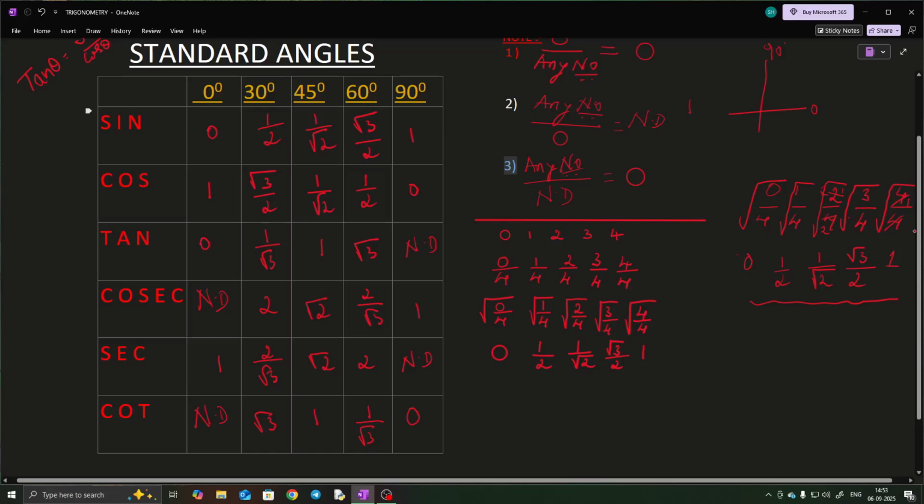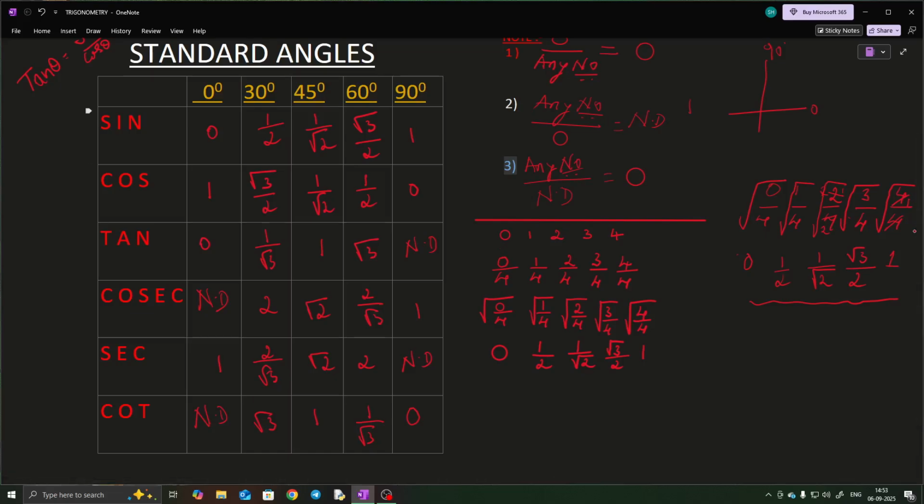So I believe that this complete chart can be written within 20 seconds. You can make it. The only thing is that you have to know these particular 5 values in order: 0, 1 by 2, 1 by root 2, root 3 by 2 and 1. So the sine value always keeps on increasing from 0 to 1. The cos value keeps on decreasing as theta keeps on increasing. It goes from 1 to 0.